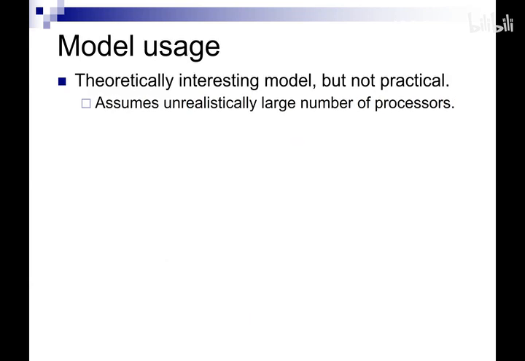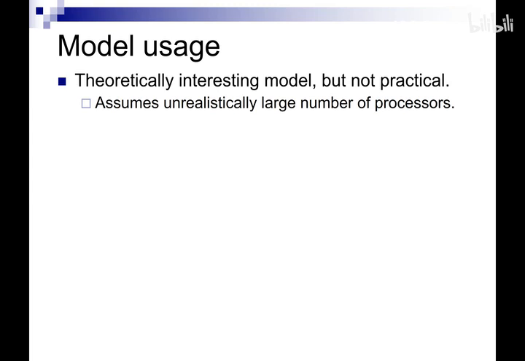Okay, now let's talk about how useful this PRAM algorithm is. First of all, it's a theoretical model, because it assumes that you're allowed to have lots and lots of processors. Like we said, if you're trying to sort 1 million numbers, then the PRAM model allows you to use 1 million processors. But of course, in practice you would never do that.